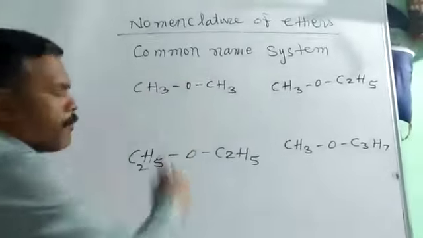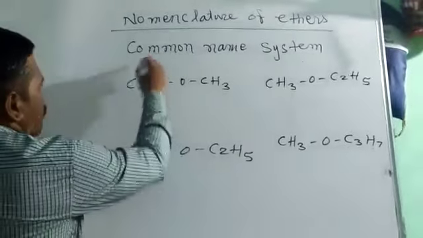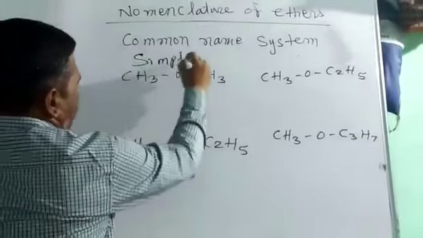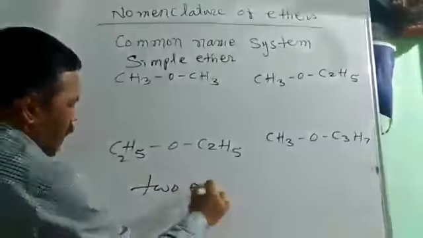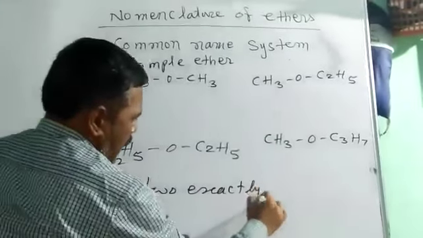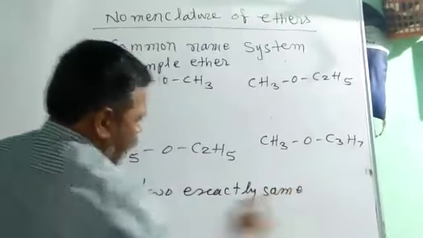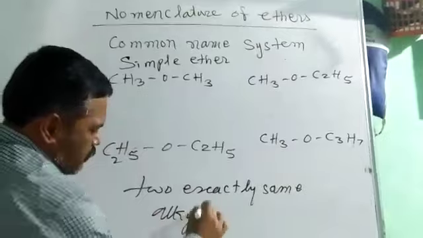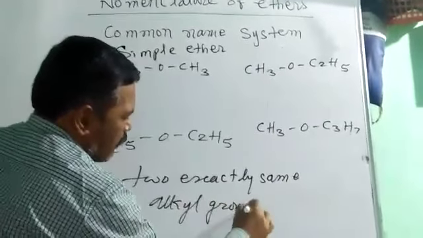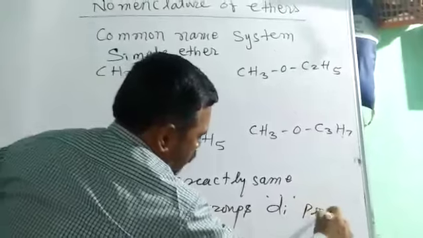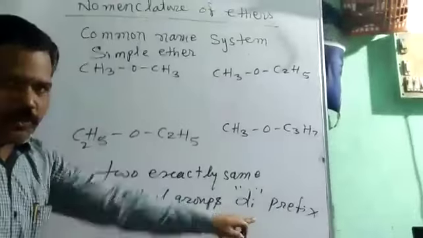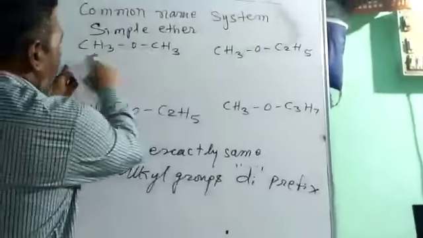Now according to the common name system, for such simple ethers there is a rule. As it contains two exactly same or identical alkyl groups attached to the divalent oxygen atom, what will be the rule for the common name system? The prefix di should be used before the name of the two same alkyl groups.